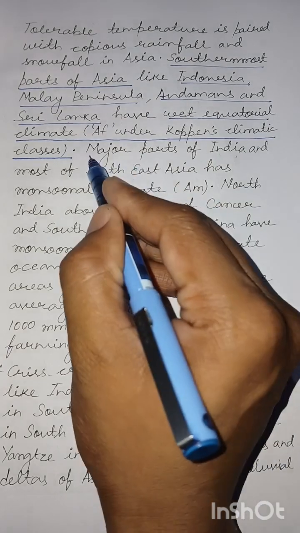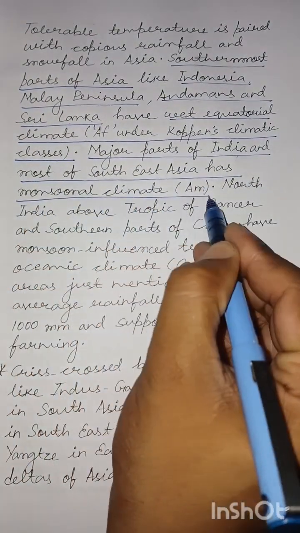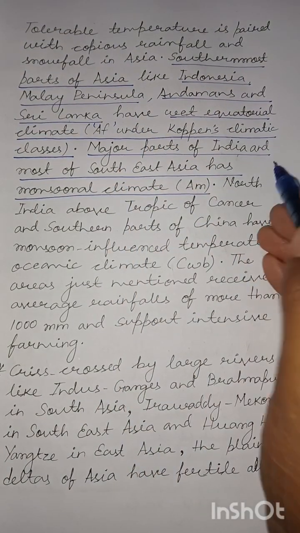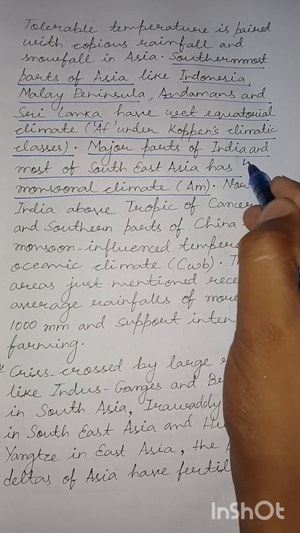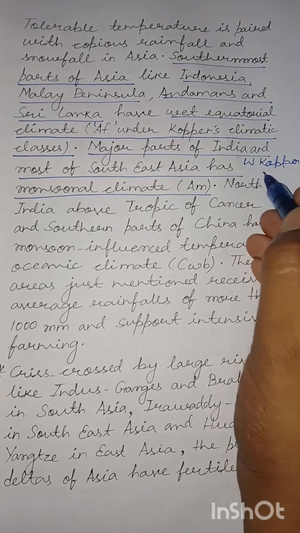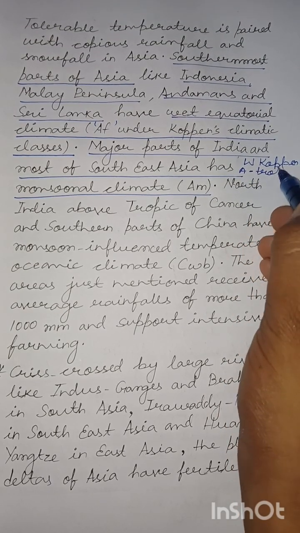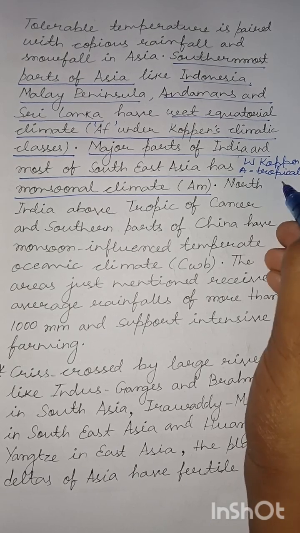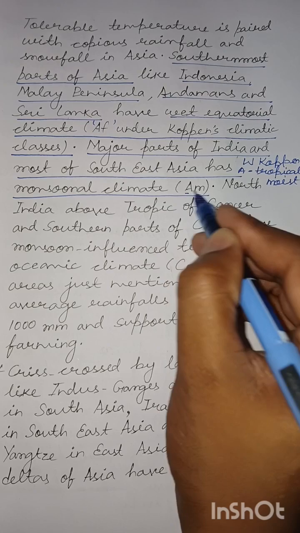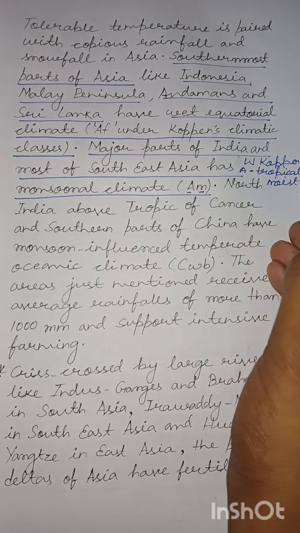Major parts of India and most of Southeast Asia have monsoonal climate, which is marked Am under Köppen's classification. Basically, the Köppen classification was given by W. Köppen, and here under Köppen's classification system, A stands for tropical moist, and it has its sub variation including the tropical monsoonal, which is marked Am. It is easy to recall. Am stands for monsoonal and A stands for tropical moist.